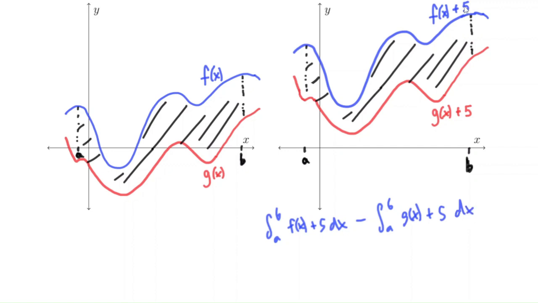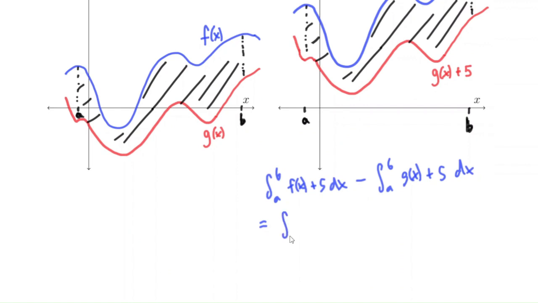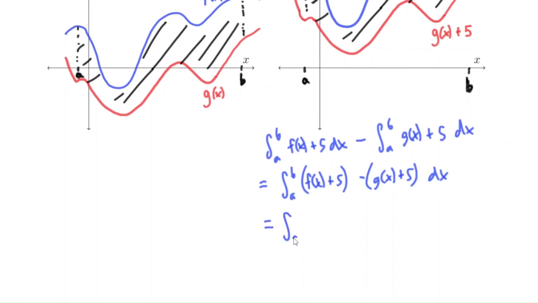For the same reasoning as before, we look at the area underneath the blue function here, this area, subtract the area underneath the red function, this area down here, and we get this region that's shaded in black. But notice again, the integral of the difference of two functions is equal to the difference of the integrals. So we get the integral from a to b of f of x plus 5 minus g of x plus 5 dx. And notice the plus 5s are going to subtract out, and we're just going to get the integral from a to b of f of x minus g of x dx. And that's the exact same formula that we had before.